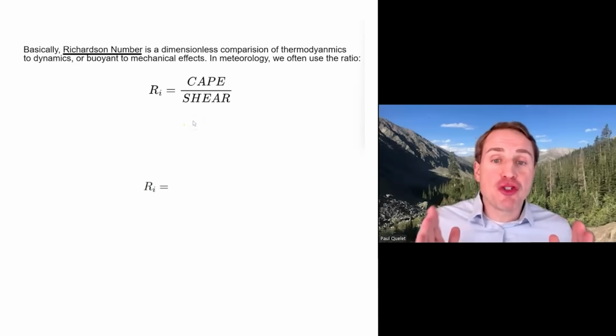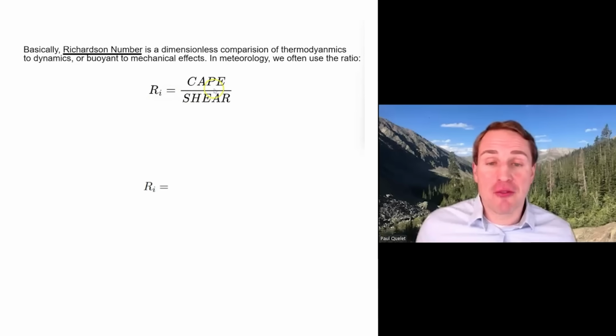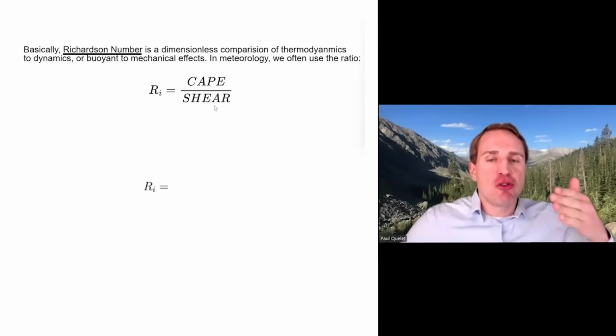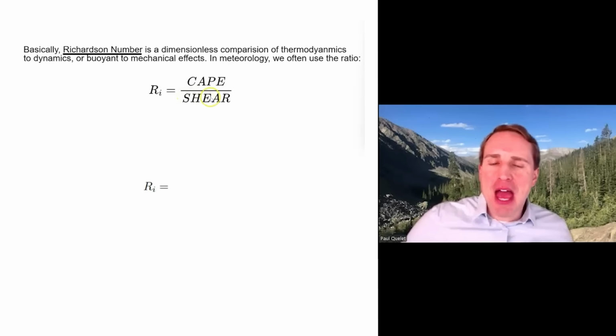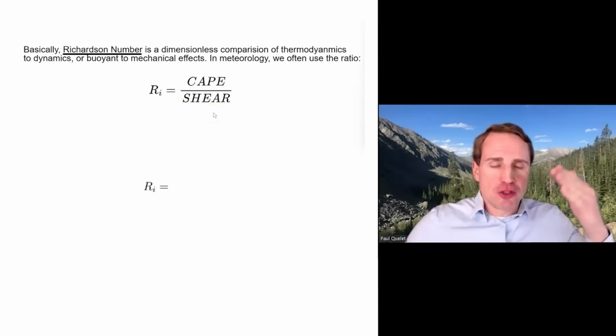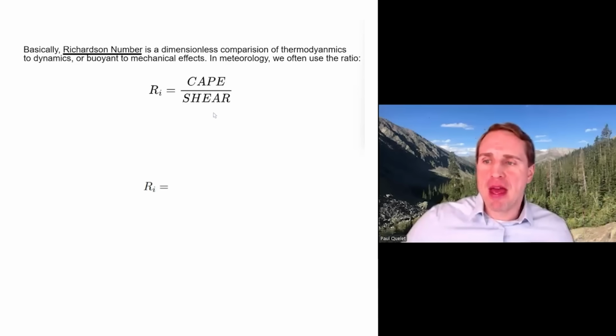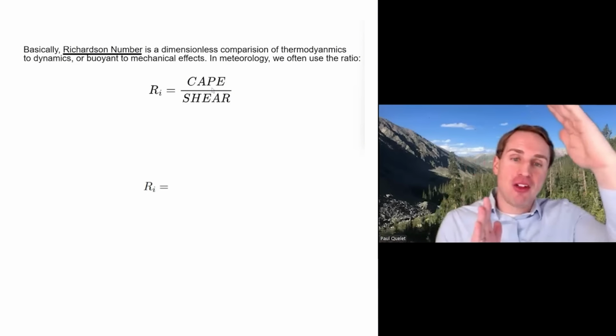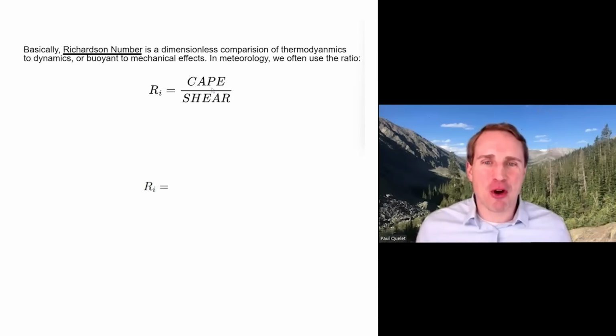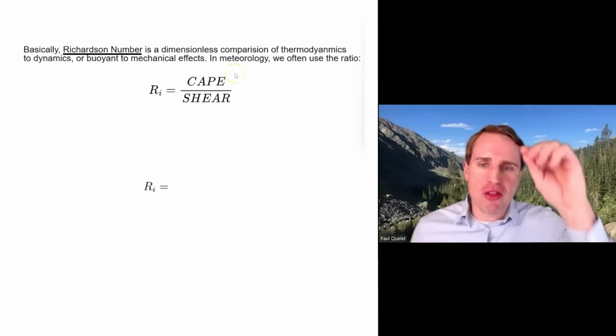So that's why the most general definition of the Richardson number, if you will, in meteorology is going to be CAPE divided by shear. CAPE is typically in units of joules per kilogram, so energy per mass. So that means we have to have shear in terms of joules per kilogram, energy per mass. CAPE is something like an integral of the area between the temperature profile and the trajectory of an air parcel, and it's proportional to the area on the skew-T when you draw that out.